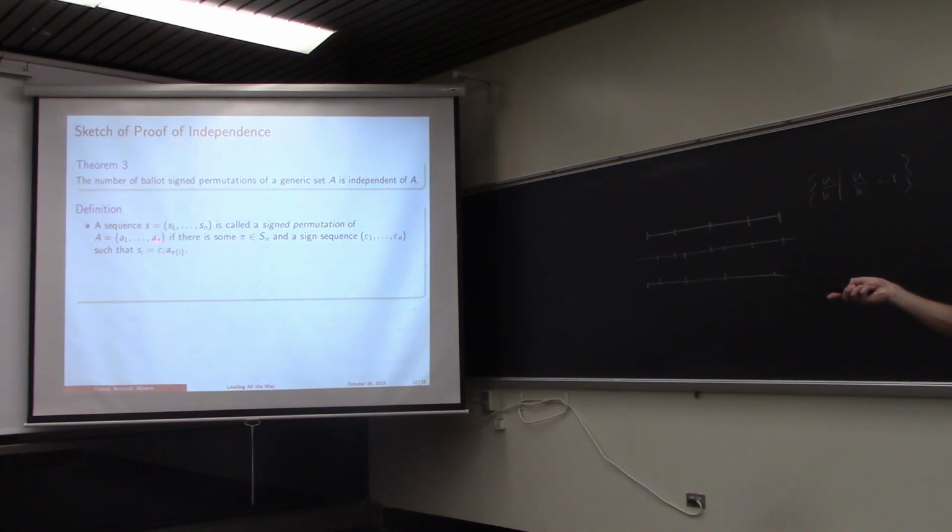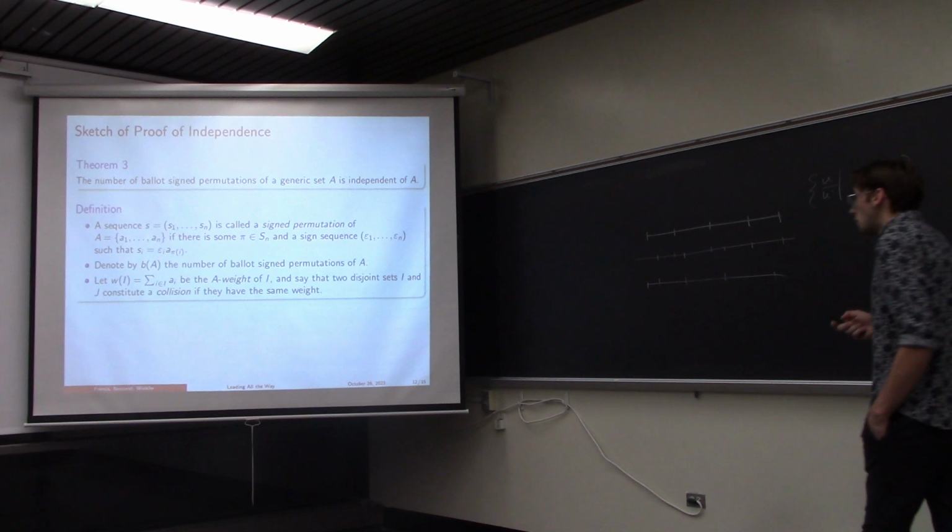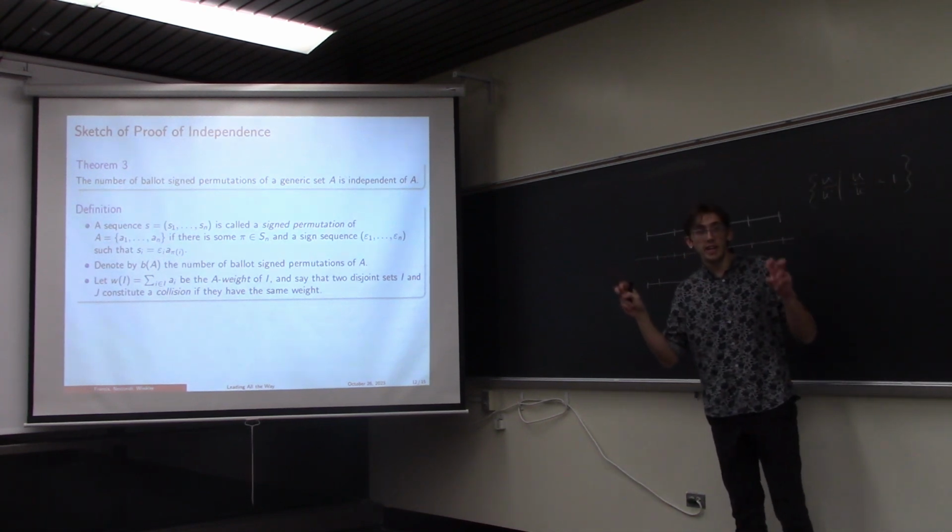So we just permute these elements and we also stick negatives on some of them. And that's a signed permutation. And we're going to denote by B of A the number of ballot sign permutations of A. And the last thing we need to define is this A weight of I.